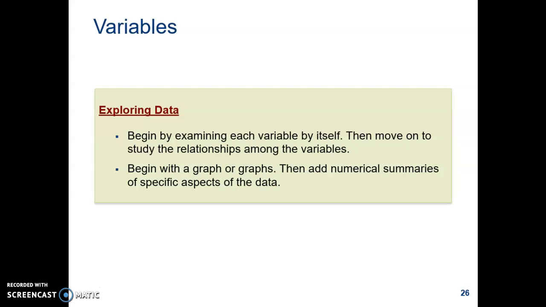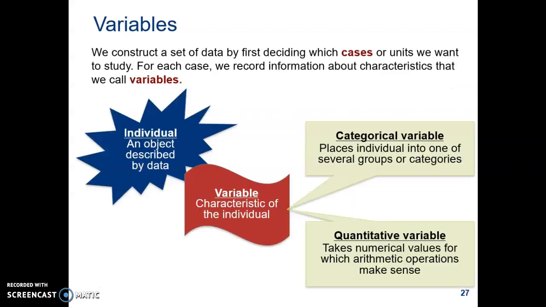So the graph or graphs helps us, and we have some numerical summaries, and we'll see as we get to that what we're talking about. So we look at a particular individual, and it can be described by some characteristics. Some of the characteristics, categorical, may place into one or several groups. For instance, if you're looking at a person, you may say married, you may say male, female, you may say divorced. Quantitative, you might talk about the height, the weight, all sorts of things.